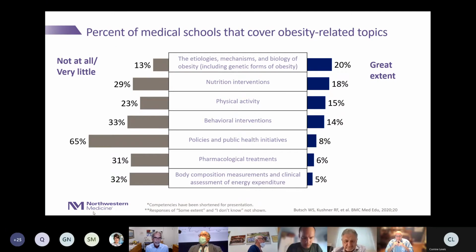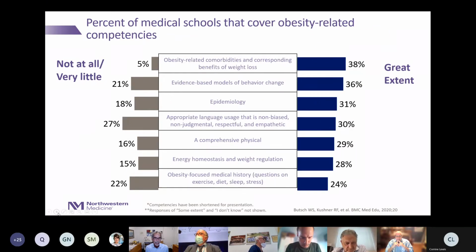Next slide. This is the same study, but here I'm looking at competencies. And again, same anchor. To the left is not at all or very little. To the right is a great extent. And we're not doing a very good job in the United States about teaching the different areas that we think are absolutely necessary in medical school. And the least, at the bottom, of course, is obesity-focused medical history.